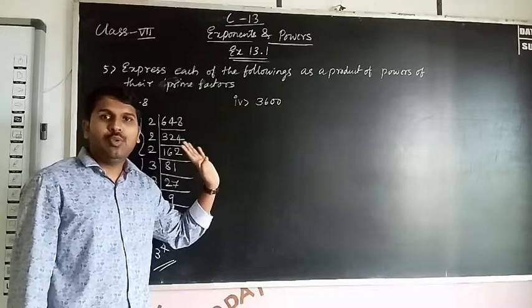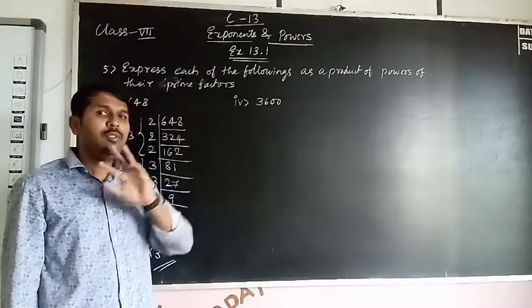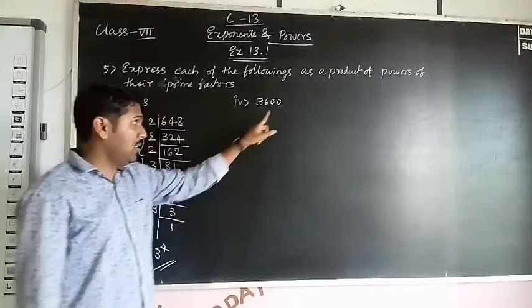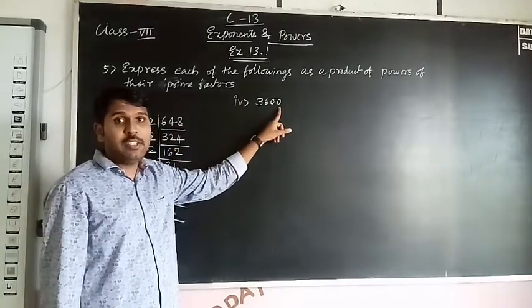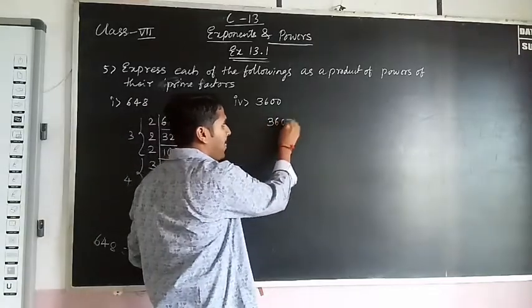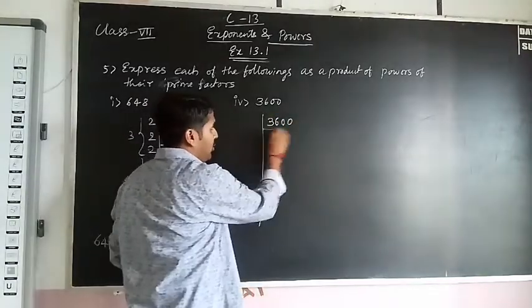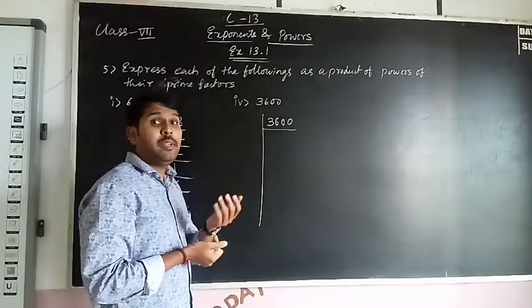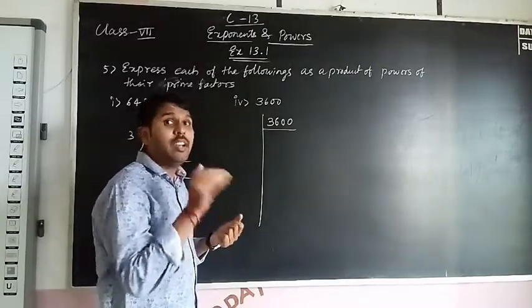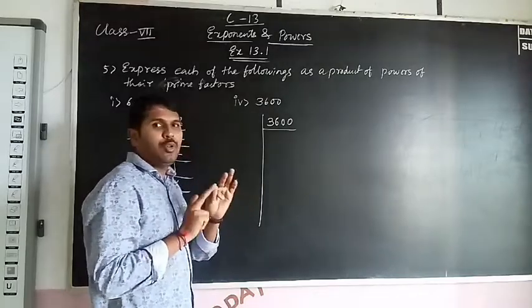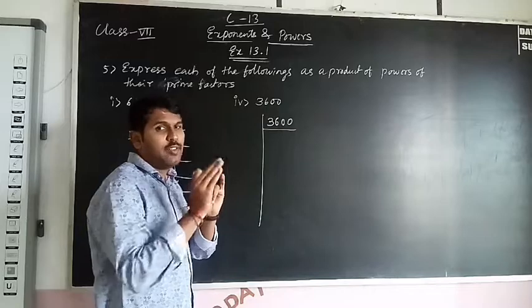I have taken only 2 questions. Next questions are there, homework ones. So here 3600. Here 0 is the unit place. That means it is divisible by 5. So divide by 5. So don't divide by 10 because 10 is not a prime factor. Prime means it has only 2 factors, 1 and itself. But 10 has more than 2 factors: 1, 2, 5, 10. Those are the factors of 10.